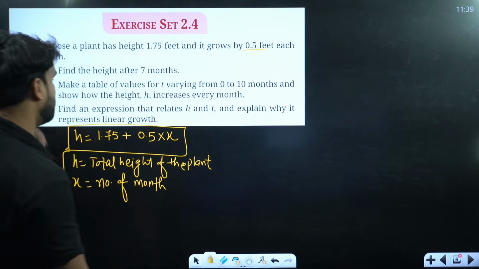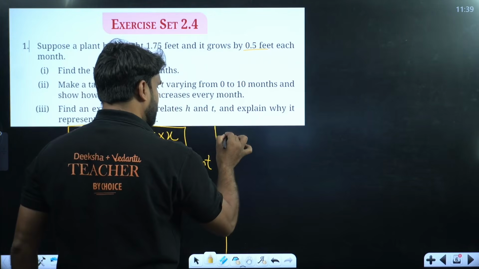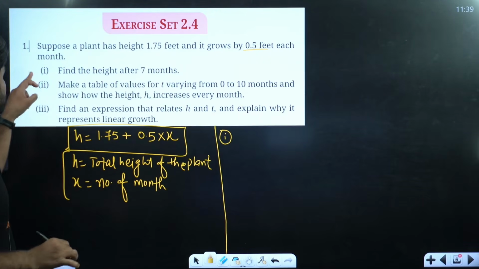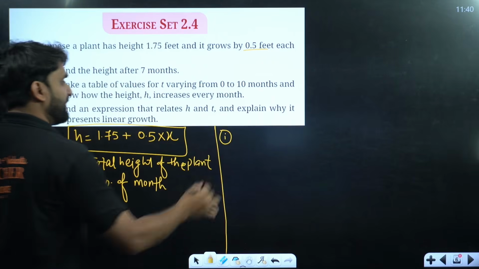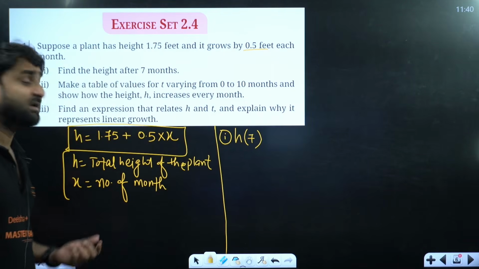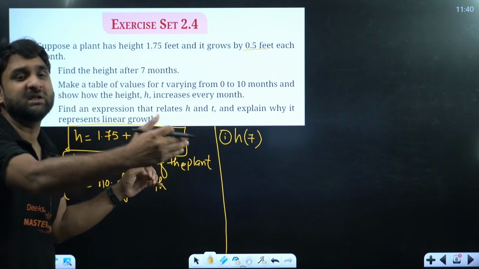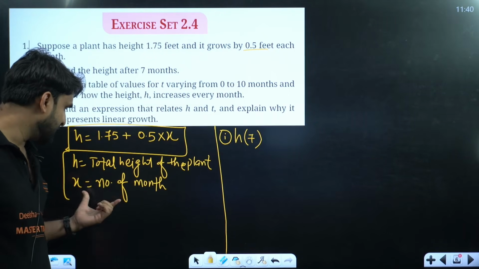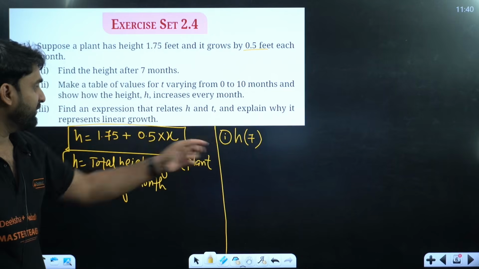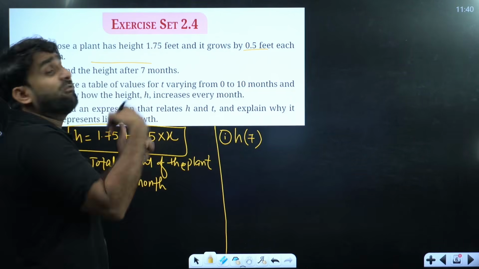Okay, let's do question number 1. What is question number 1, champions? Find the height after 7 months. Come on, yaar. Find the height after 7 months. So we have to put 7 in this equation. The variable is x, because months are increasing, and we supposed x is the number of months. So in the equation, in place of x, we put 7, because we are calculating the height of the plant after 7 months.